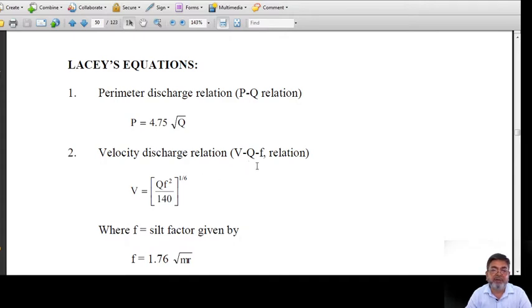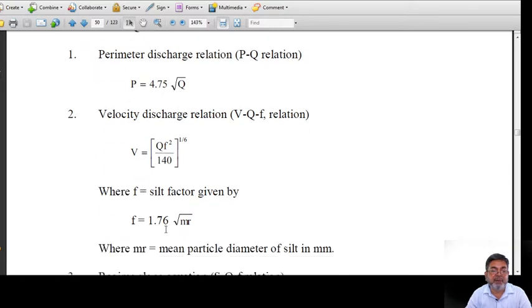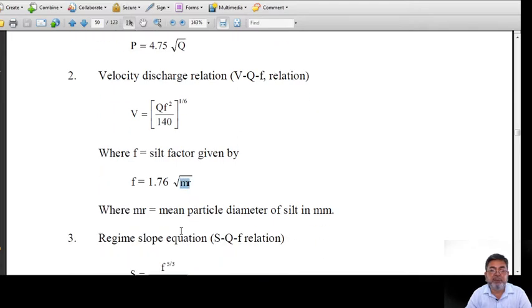This relation is also known as the VQF relation. V is equal to (Q F square upon 140) whole to the power 1 by 6, where F is the silt factor. F is known as silt factor, and it is given by 1.76 under root MR. And what is MR? MR is the mean particle size of the silt in millimeter, the diameter of the silt particle.